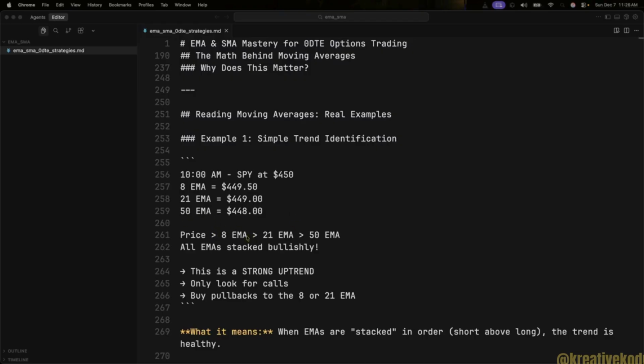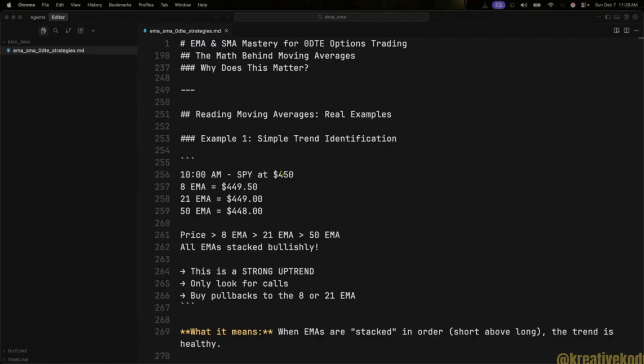So if the price is greater than, and this is a lot, this is like super confirmation, you could probably use 2, but I get it. So if the price is greater than the 8 EMA, greater than the 21 EMA, and greater than the 50 EMA, we have the EMAs stacked bullishly, right? This is a strong upward trend. Only look for calls on pullbacks to the 8 or 21 EMA, right? So what does that mean? The price is currently at 450.